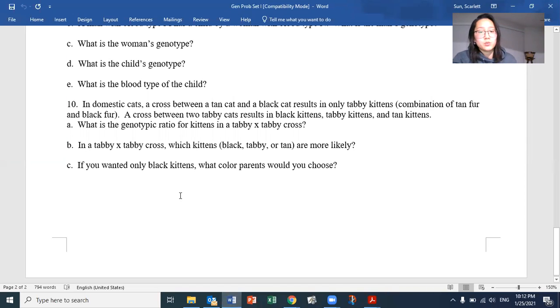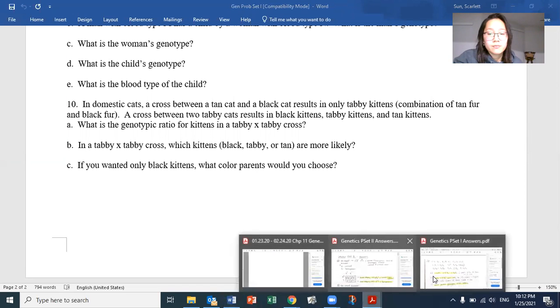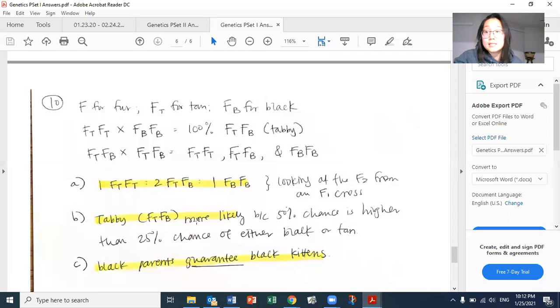The last question is C. If you only wanted black kittens, what color parents would you choose? Well, it's pretty obvious. If you only wanted black kittens, you would only be able to guarantee that all the kittens are black if both the parents have black fur as well, which means both of the parents have to be FBFB. Okay, that's the only guarantee, and that would be your answer to that question.